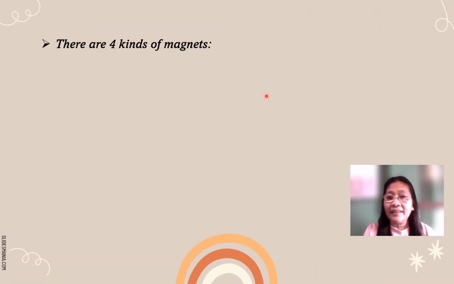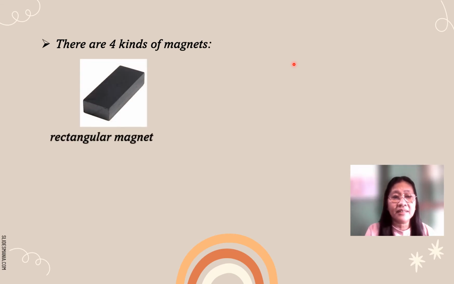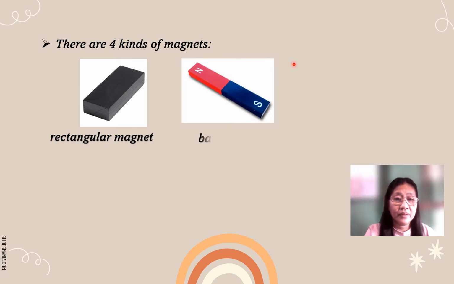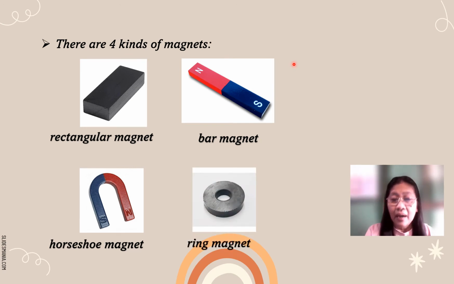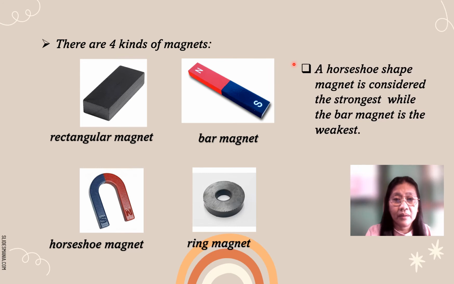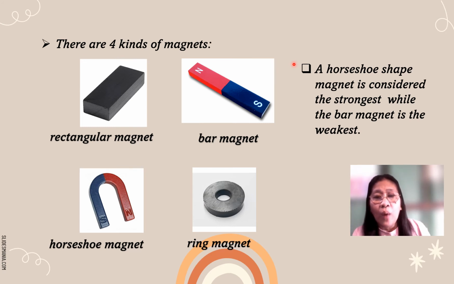There are 4 kinds of magnets. The first is the rectangular magnet. Another one is the bar magnet. Next is the horseshoe magnet and the ring magnet. A horseshoe-shaped magnet is considered the strongest, while the bar magnet is the weakest.